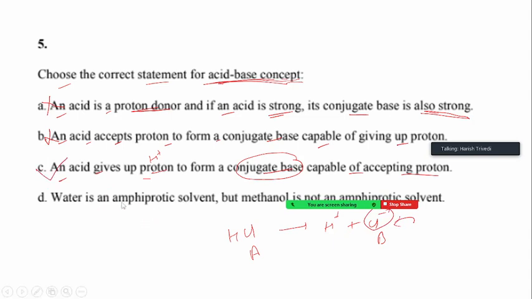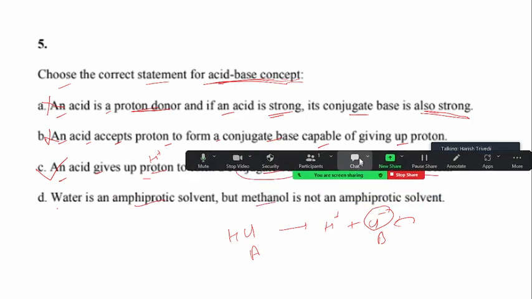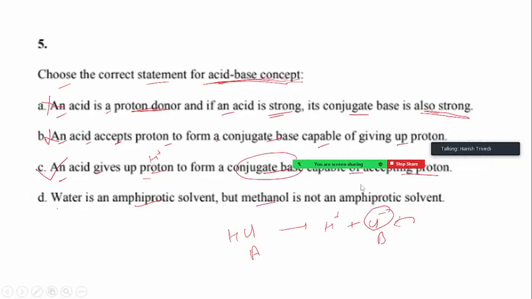And final is: water is amphiprotic solvent, but methanol is not amphiprotic solvent. So it is not correct, because methanol can also accept proton. How can it accept proton? Because we know that oxygen has two lone pairs and H plus ion can be attracted by this lone pair, and it can make CH3OH2 plus. So by accepting proton, this positive species can be formed.